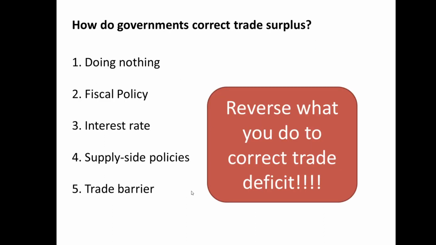So it's more efficient to do it this way. You just have to remember one side. After that, you just make it the opposite when the question is asking how to correct trade surplus. The items here are exactly the same. You just have to reverse what you do to correct trade deficit. Is that clear?